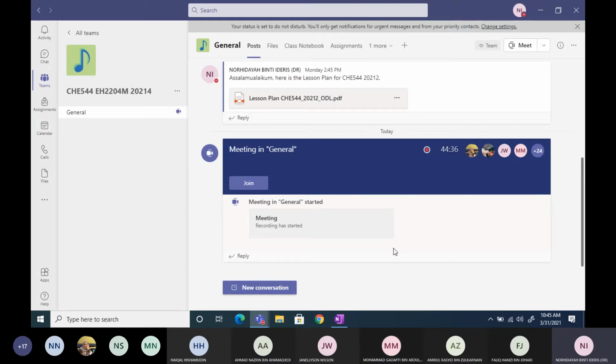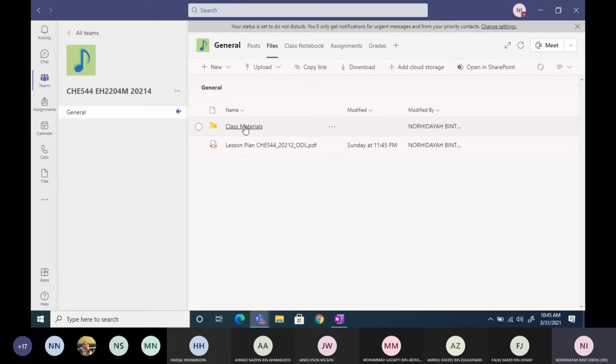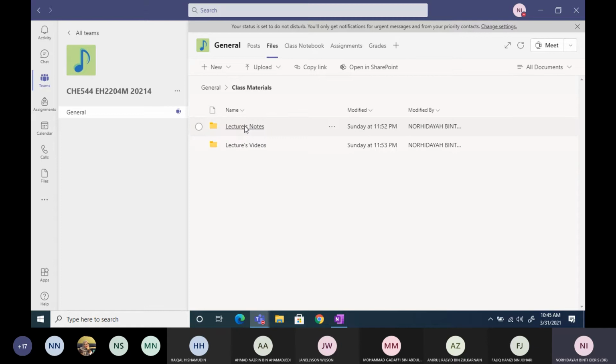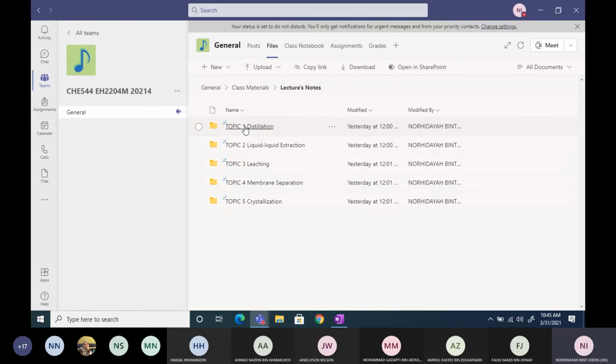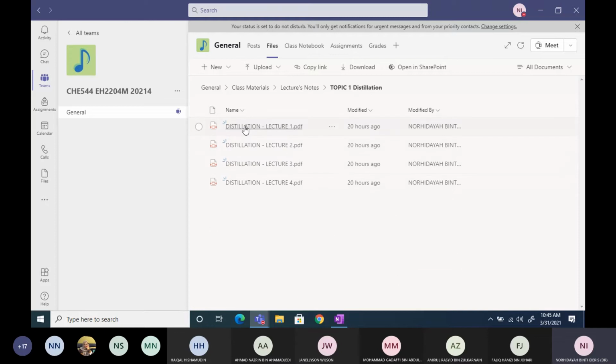Okay, madam. Alright. Okay, so sekarang nampak skrin saya dekat Microsoft Team. Am I right? Yes. Kita pergi dekat files. Okay, so class materials. Okay, now download it right now. Lecture notes. Topic 1. Okay, topic 1 ni distillation, lecture ada 4 file saya upload kat situ. Okay, download sekarang. Buka dulu, baca sikit-sikit.